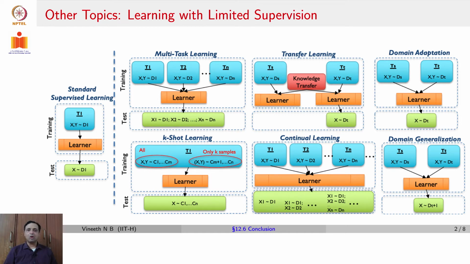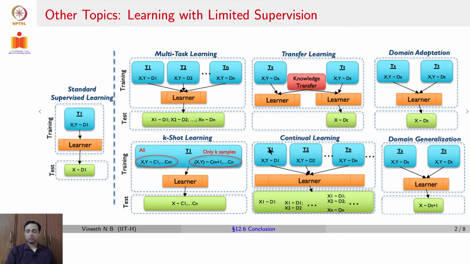Another setting in the context of learning with limited supervision is continual learning, which has become popular in recent years, where you once again have multiple tasks similar to multitask learning. The only difference is that the tasks could keep coming incrementally over time. That universe of tasks may not be limited. Now you want to train a model that works on all the tasks seen so far.